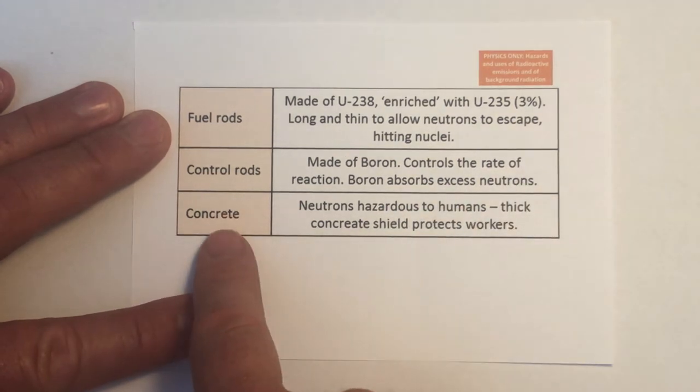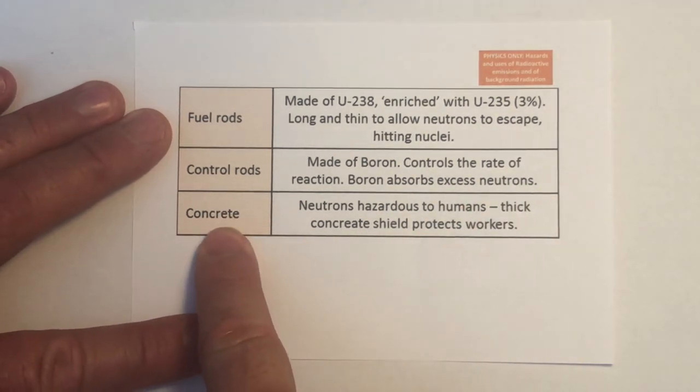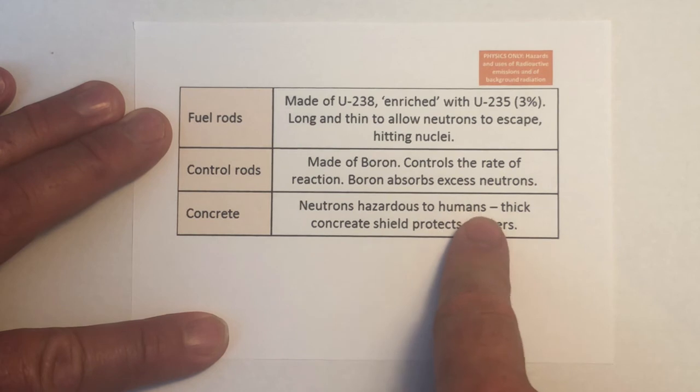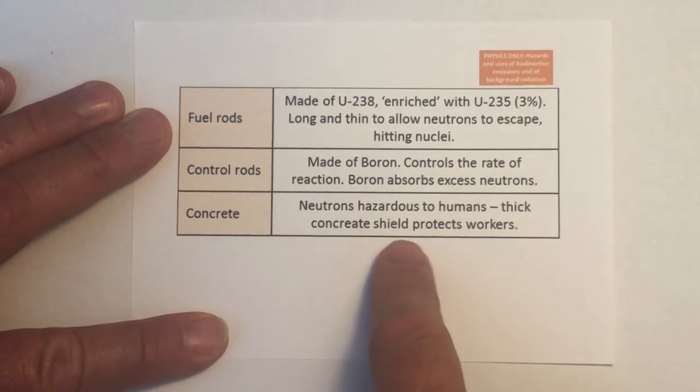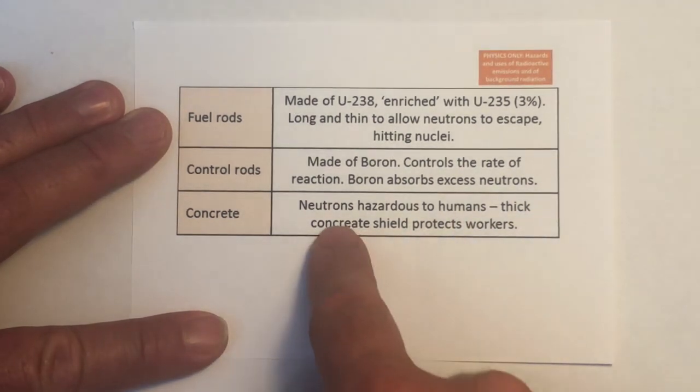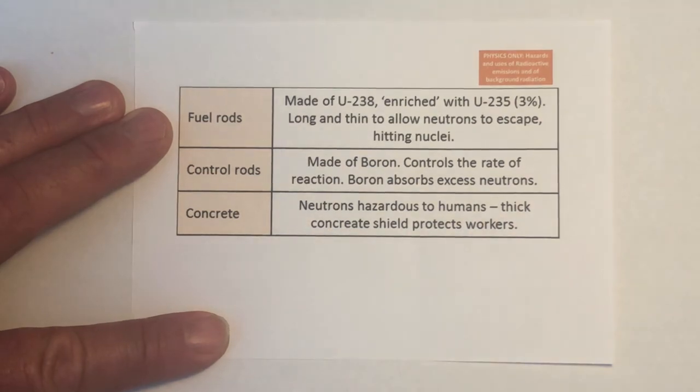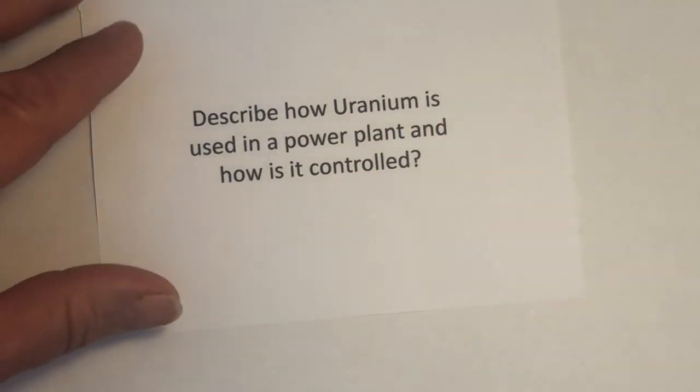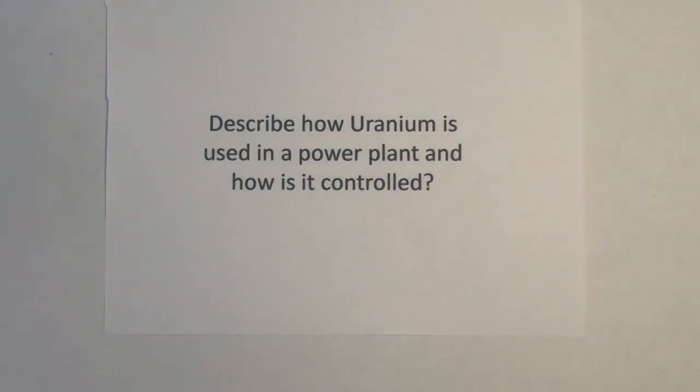It is also controlled by being encased in concrete because neutrons are hazardous to humans. A thick concrete shield protects the workers. Make sure you spell concrete correctly. Okay, so that answers the question: describe how uranium is used in a power plant and how is it controlled.